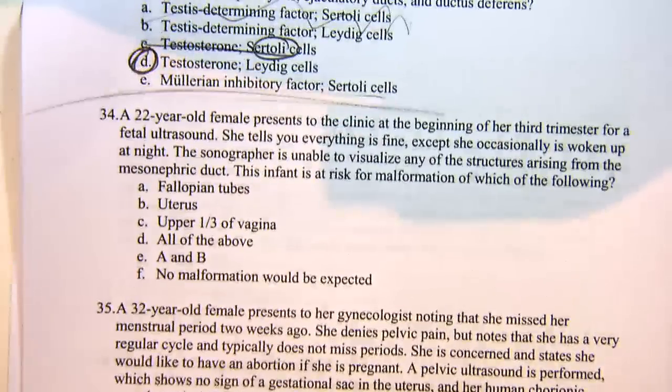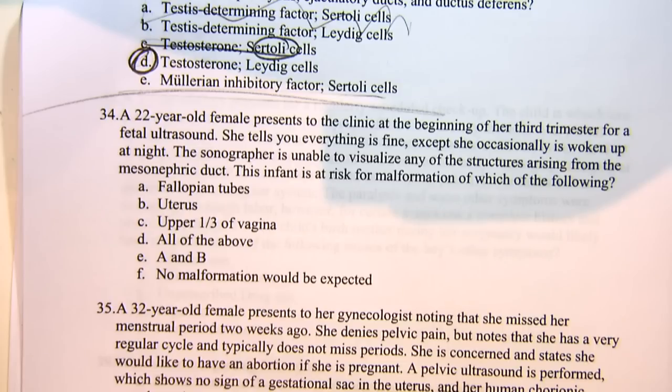34. A 22-year-old female presents to the clinic at the beginning of her third trimester for a fetal ultrasound. She tells you everything is fine except she occasionally is woken up at night. The sonographer is unable to visualize any of the structures arising from the mesonephric duct. This infant is at risk of which of the following malformations?